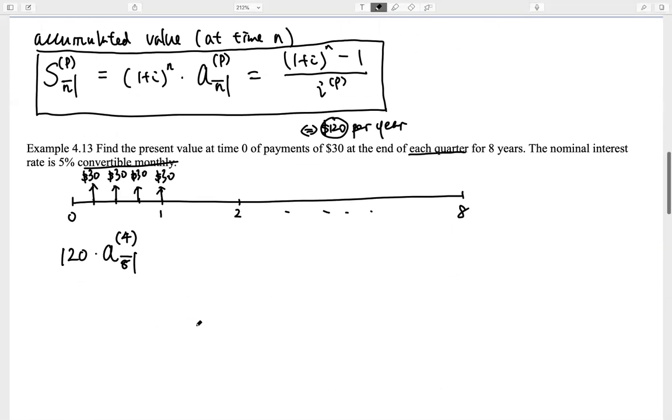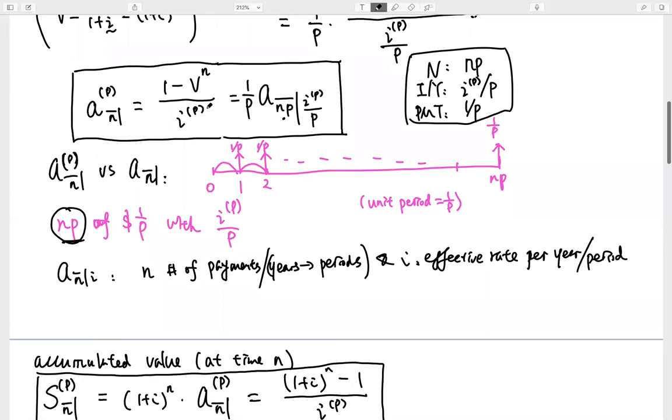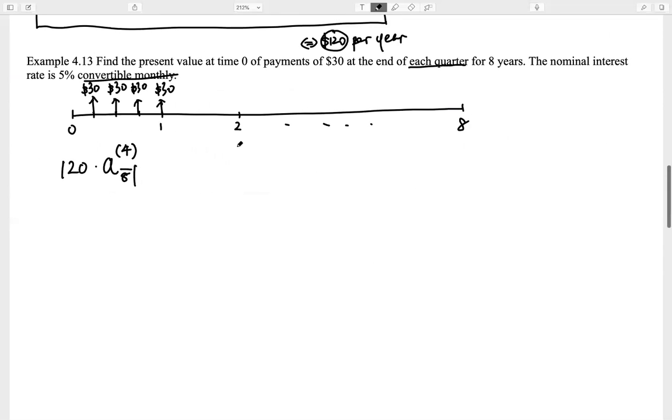But you can introduce an alternative definition. From here, what do we need? If you want to apply this formula, we would need to know v and i upper 4, right? So that is at least one of the directions we can work with. So let's write it down. So 1 minus v to the 8, divided by i upper 4. Okay, so we want to know what is v, what is i upper 4.